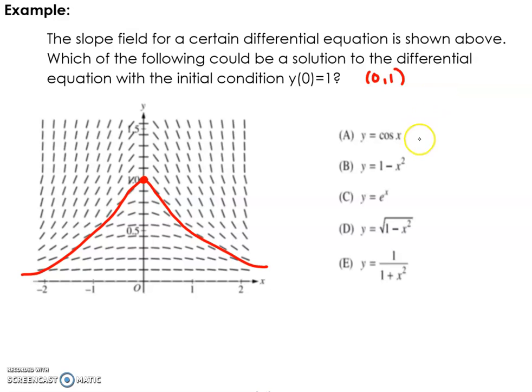So cosine of x, that's going to be a trig function. And we know that that's going to look something like that, right? Here is a parabola that's upside down, so that's going to look something like this. E to the x is going to look like that. It's an exponential. This is going to be a semicircle, and then this is going to be a rational. So if we look at them, the only one that actually matches it is going to be E.